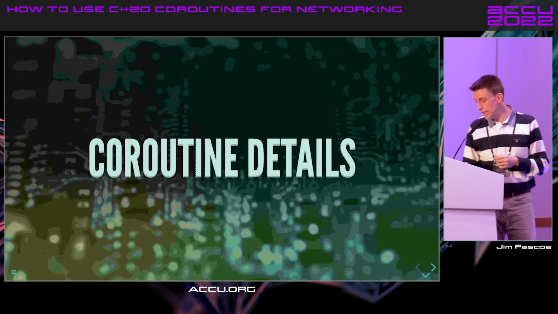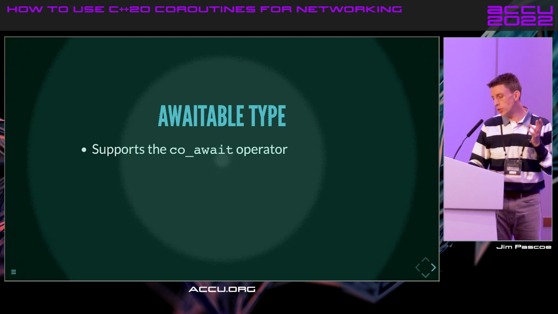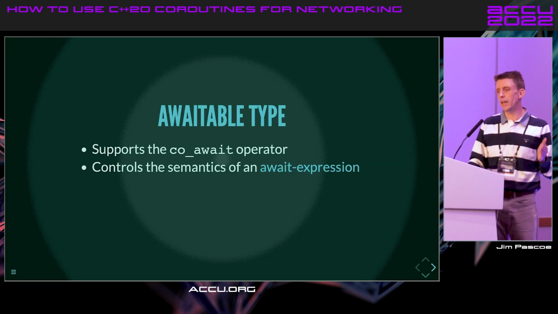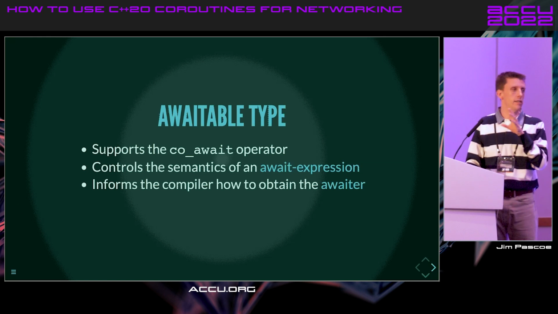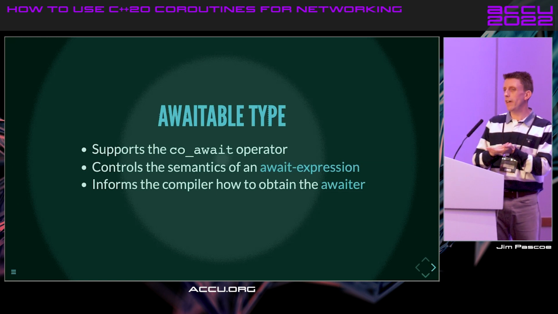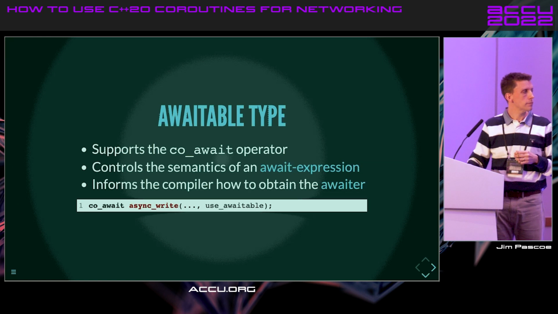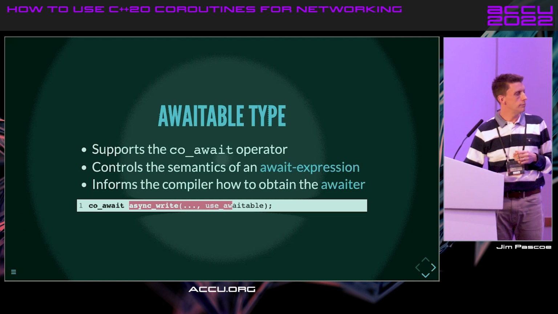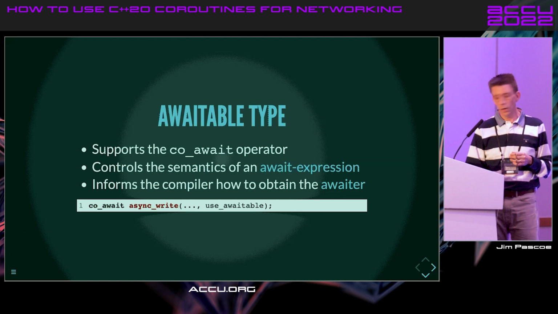All right, so let's get into the details of coroutines. Okay, so an awaitable type supports the co-await operator. It controls the semantics of an await expression, and I'll tell you what that is. But basically, an await expression is anything that follows co-await. Yeah? Principally, it's telling the compiler how to obtain the awaiter. All right, and the awaiter is the data structure that is, in effect, controlling the suspend and the resume, or, if you like, the thing that allows us to customize the general machinery. All right, so like I said, when you see code like this, anything following the co-await is an await expression.